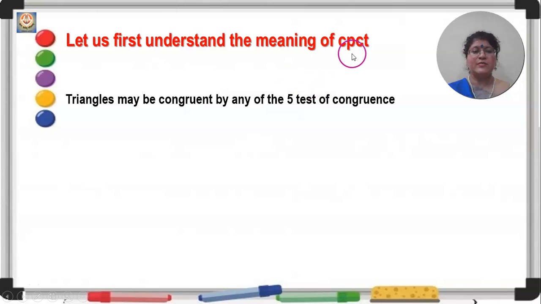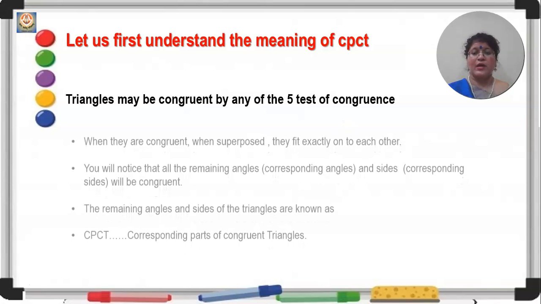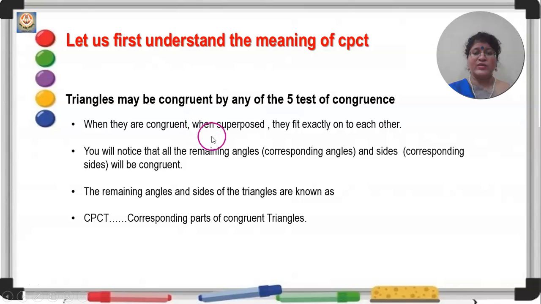Now let us first understand the meaning of this abbreviation CPCT, because this is the terminology that you are going to use very often in this chapter. Students, you all are aware that triangles are congruent by different tests of congruency. It could be SSS Congruence Rule, AAS Congruence Rule, ASA Congruence Rule, SAS Congruence Rule, or it could also be RHS Congruence Rule. Now, when the triangles are congruent and when they are placed on top of each other, you will notice that they fit exactly onto each other.